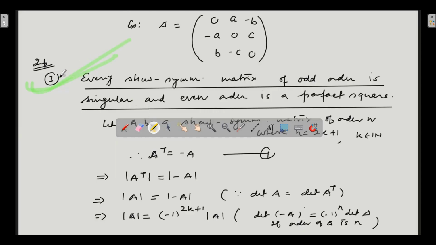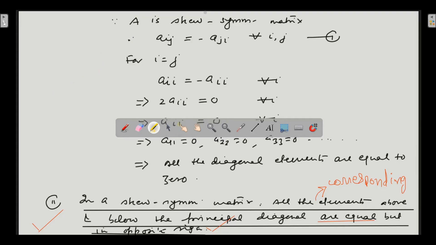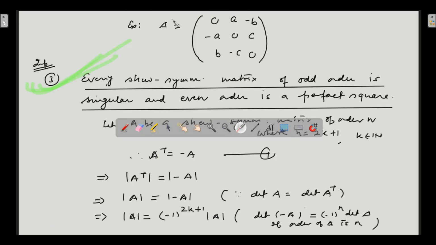We will learn about the third property in the next class. In the lecture prior to this, I have already explained the first property of skew-symmetric matrices. In this lecture, I have discussed the second property, and in the next lecture, I am going to cover the third property of skew-symmetric matrices. Thank you very much.